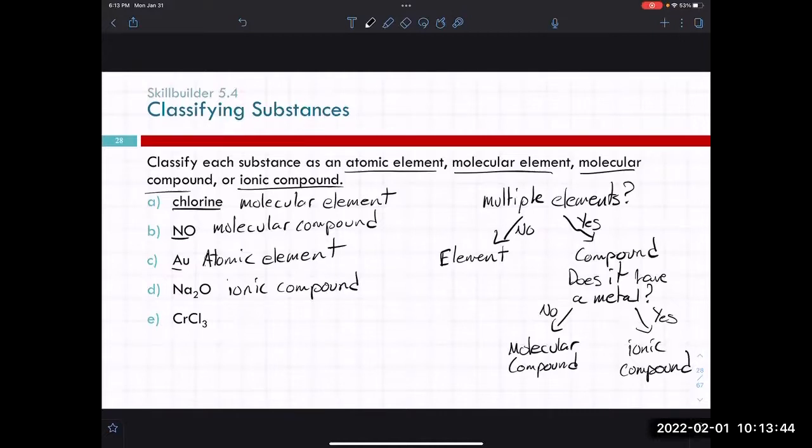It is also an ionic compound. Yeah, because chromium is a metal. Cr is chromium. Because we have multiple elements and one of them is a metal, this is an ionic compound.